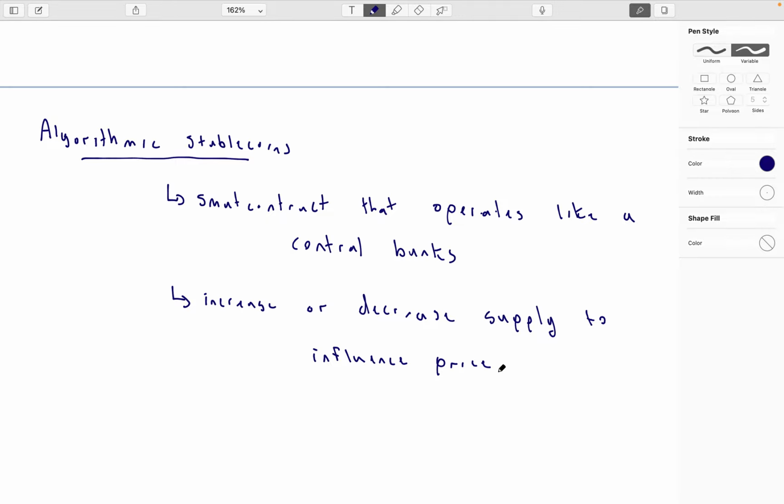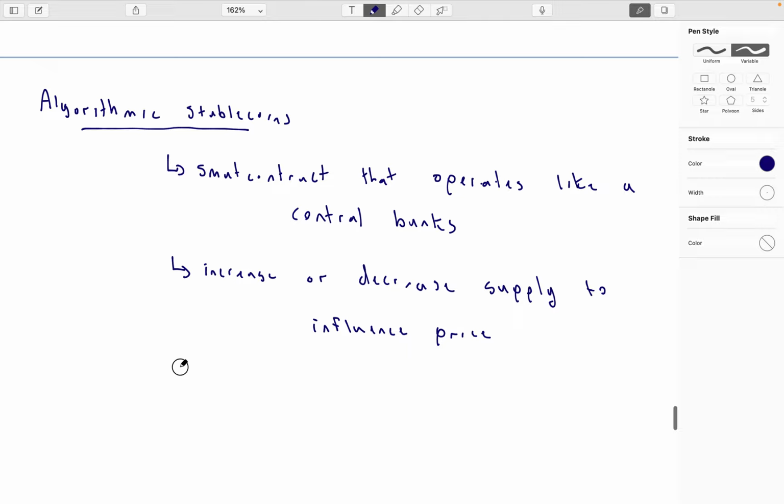So if it sees the price is going up relative to the US dollar, it will issue a whole bunch of new tokens. And now that there are more tokens in circulation, they're worth less, and that should bring the price down. And then if the price is going down, they'll pull tokens out of circulation so they're more scarce, in an attempt to get people to pay more for it because there's more competition to get it.